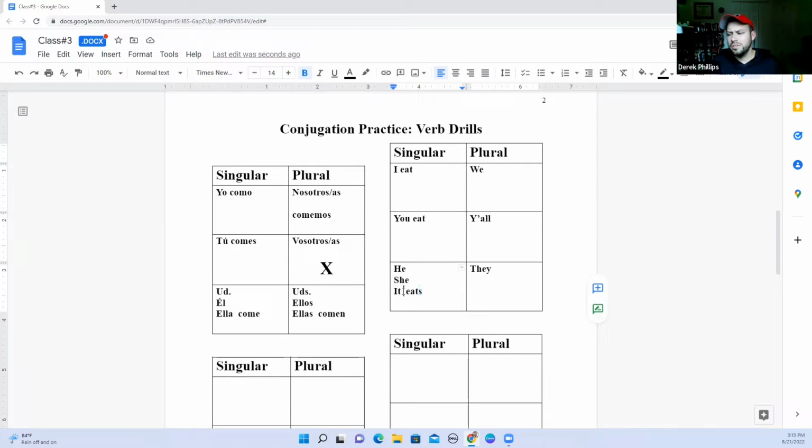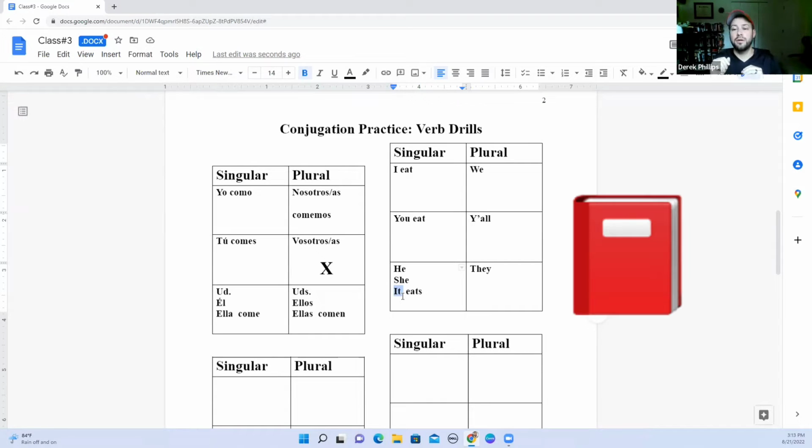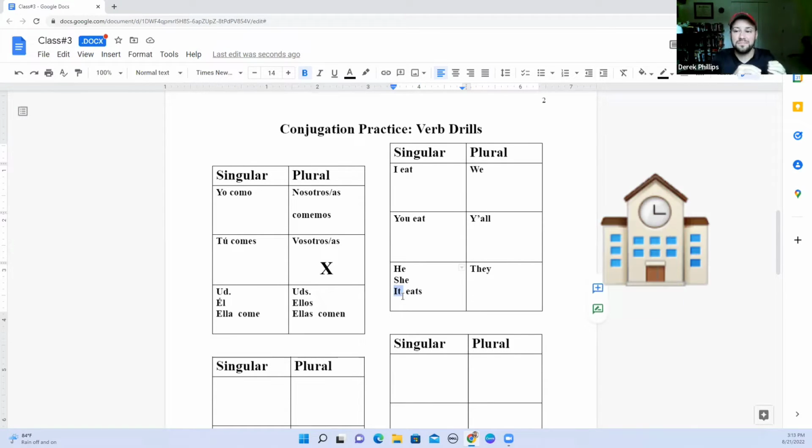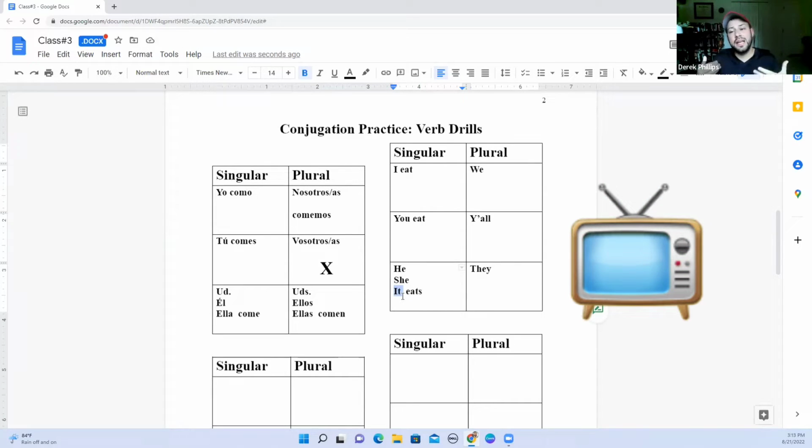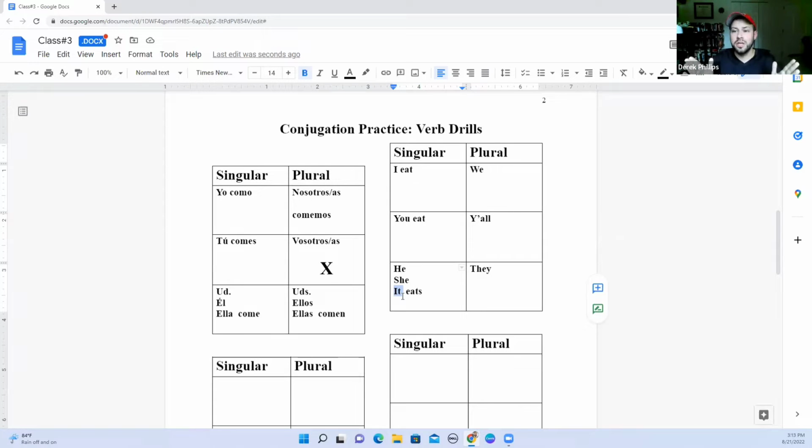In English, we also have the word it. There is no direct translation of the word it. In English, the word it is used to refer to an object. For example, a book or a class or a television. Okay, because in English, all words do not have gender. I know this is very different for many languages that you may speak.